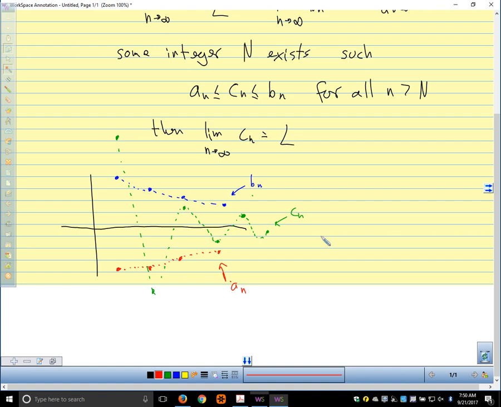All right, so that's one theorem that we can use. The next one is an absolute value theorem.